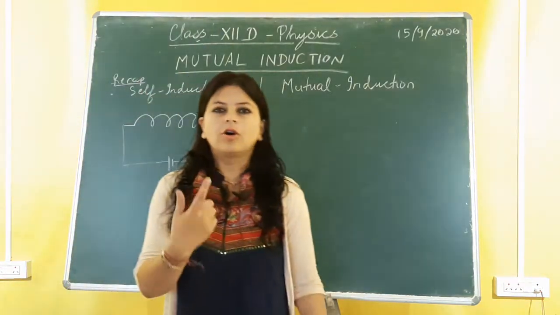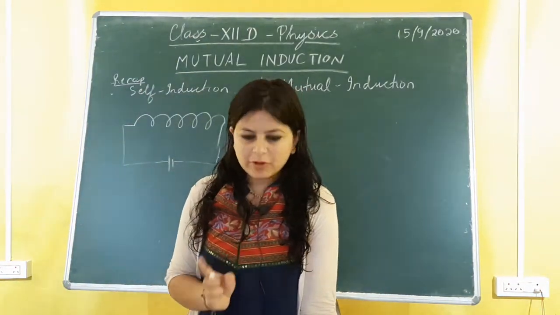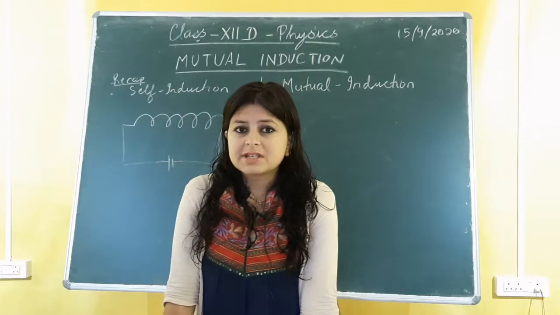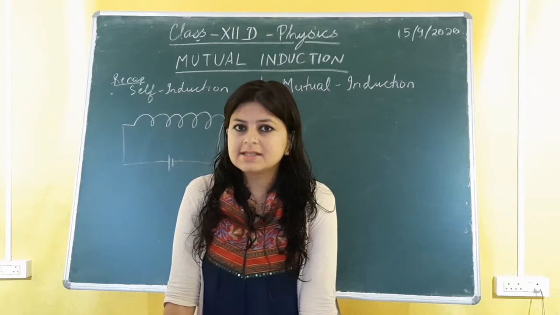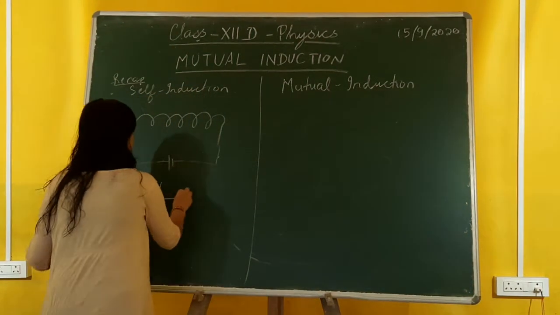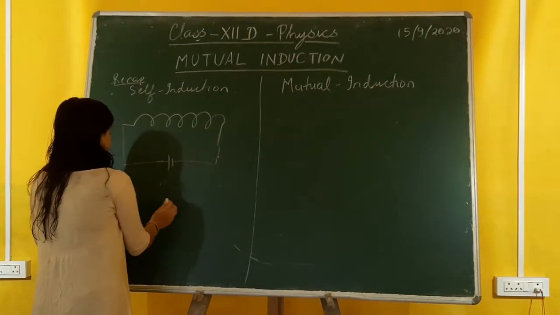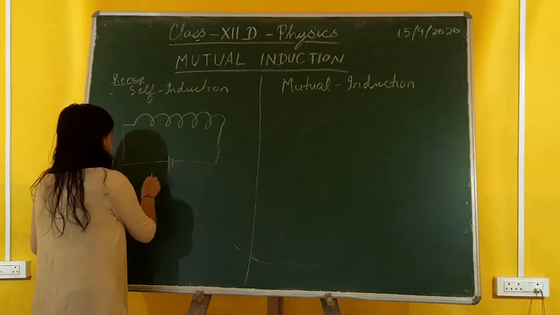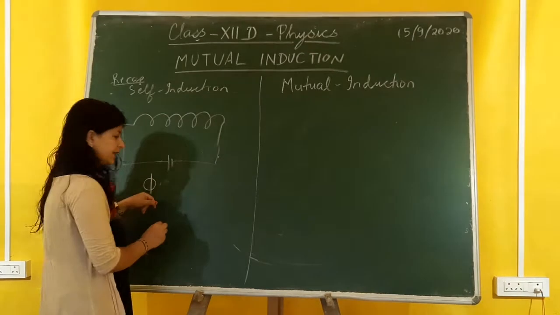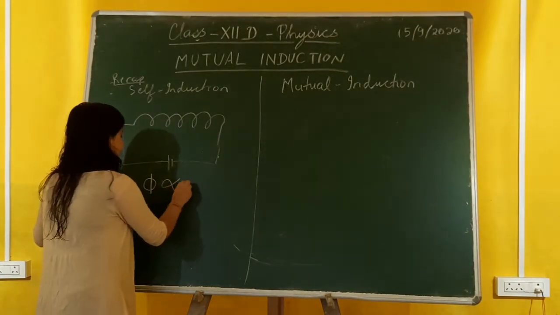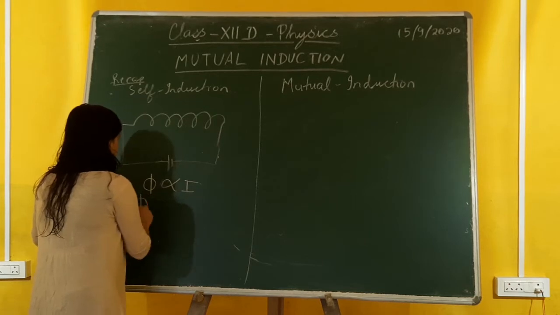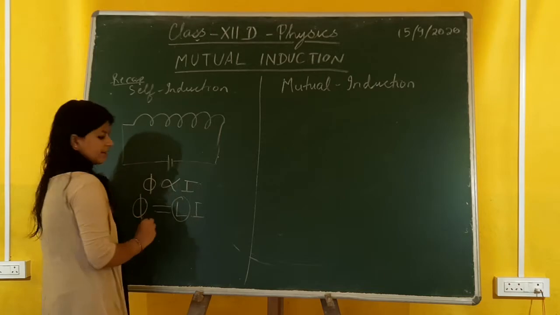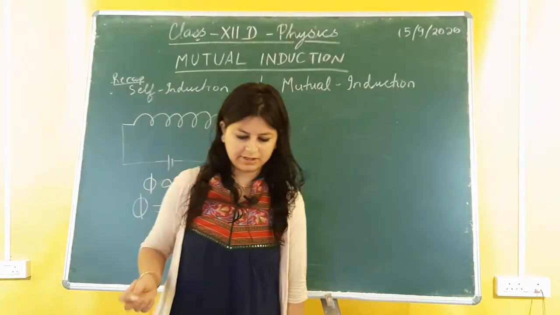So, cause and effect are in the same coil in self-induction, okay, and we had also done the coefficient of self-induction or self-inductance denoted by the letter L, okay, and you know that if there is a current flowing, there will be a magnetic flux created in the coil, which is directly proportional to the current flowing. Removing the sign of proportionality, you will get phi equals L I, and this is called self-inductance or coefficient of self-induction, okay.